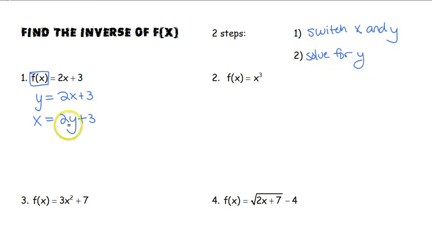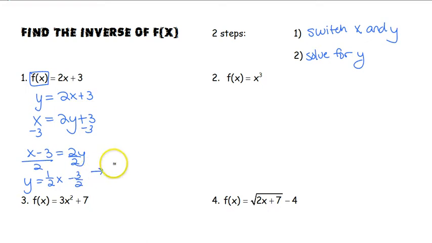So if I want to solve for y, I want to isolate y. First step is to move that 3 over. So we've got x minus 3 is equal to 2y. We're multiplying by 2, so we divide by 2. We get y equals 1/2 x minus 3/2. And if you remember from the front page, our inverse notation is going to look like that. It has the -1 as a superscript there.